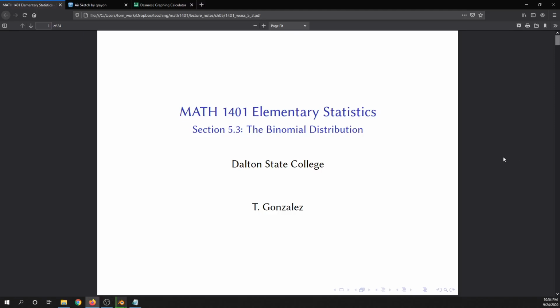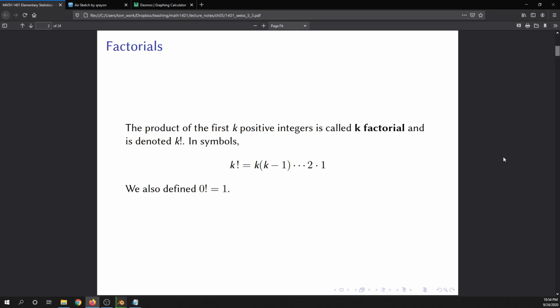All right, in this section, we are going to talk about the binomial distribution, but there are a couple of things that we need to talk about before we get there. So, the first one is factorials.